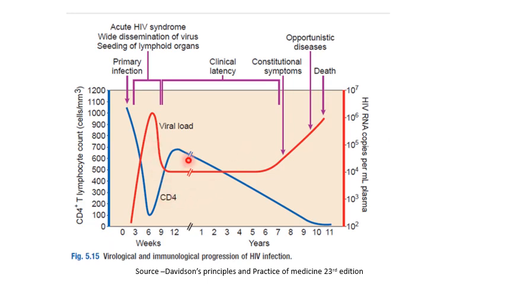Okay, so this is the graph showing the course which we were discussing. The blue line is the immunological response, your CD4 cell count level, and the red one is the viral load. Here is the point of acquiring the HIV infection, the primary infection. After this primary infection, the viral load increases to an enormously high level, which is followed by a fall. So this is where the acute HIV syndrome presents.